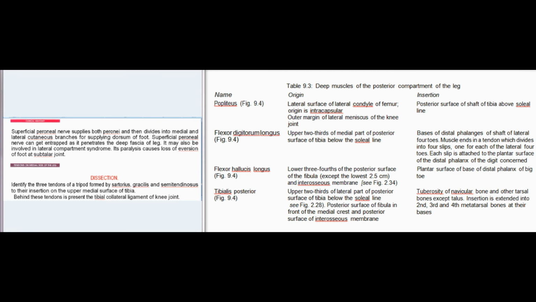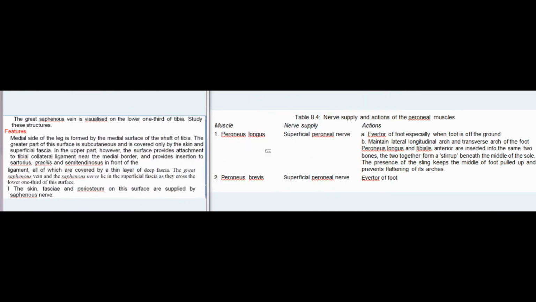Dissection. Identify the three tendons of a tripod formed by sartorius, gracilis, and semitendinosus to their insertion on the upper medial surface of the tibia. Behind these tendons is present the tibial collateral ligament of the knee joint. The great saphenous vein is visualized on the lower 1/3 of the tibia. Study these structures.